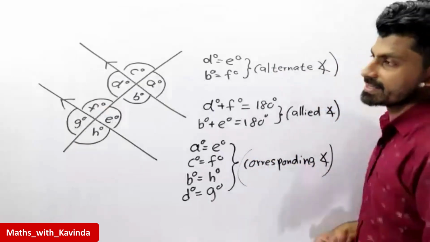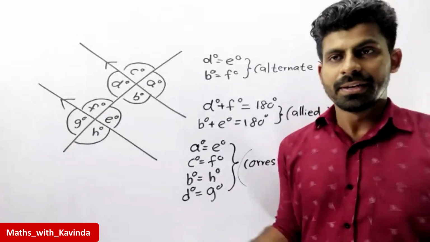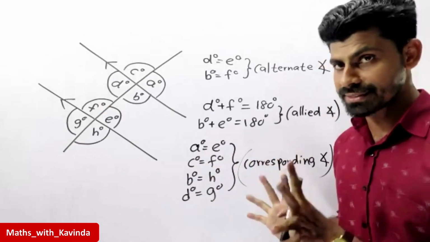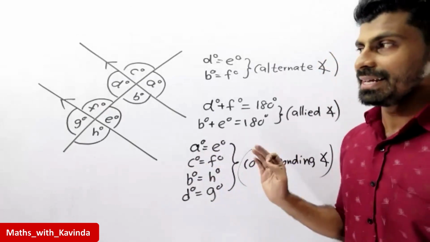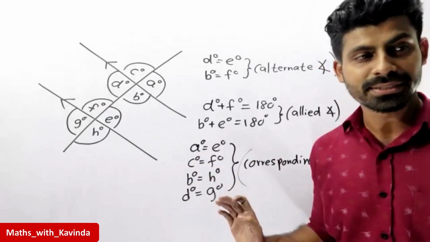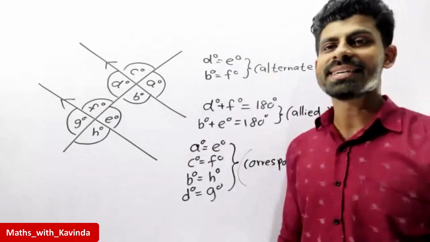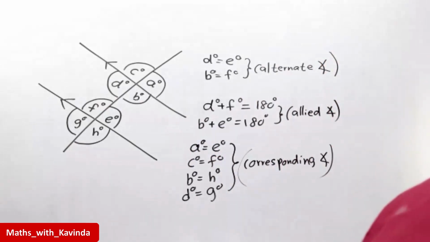Right? Corresponding angles. So I think the lesson is very clear up to now. Ready? Let's try to finalize those things. Okay then? Sure? Then we can quickly move to the questions and complete this one.